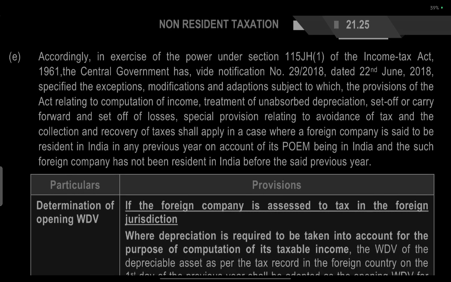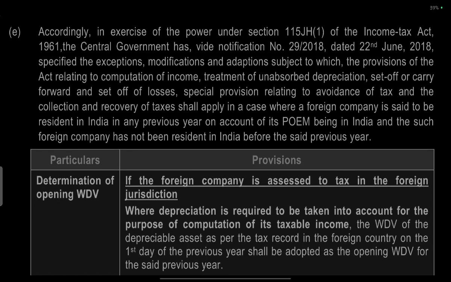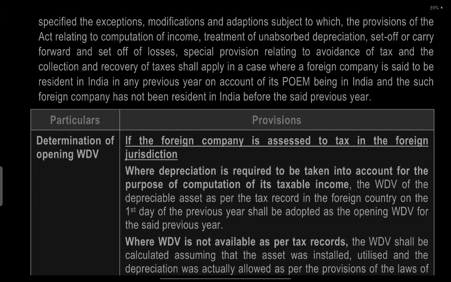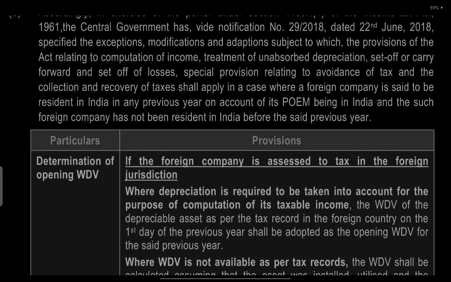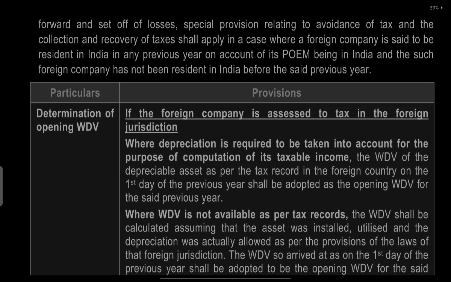Act related to the computation of income, treatment of unabsorbed depreciation, set off and carry forward of losses, special provisions related to avoidance of tax, and collection and recovery of tax shall apply in the case where the foreign company is said to be resident in India in the previous year on account of POEM being in India, and such foreign company has not been resident in India before the said previous year.